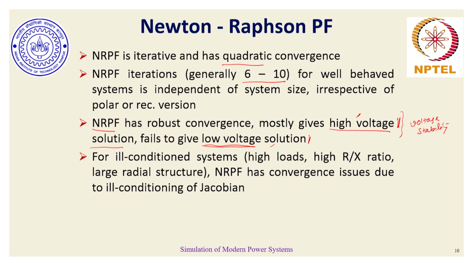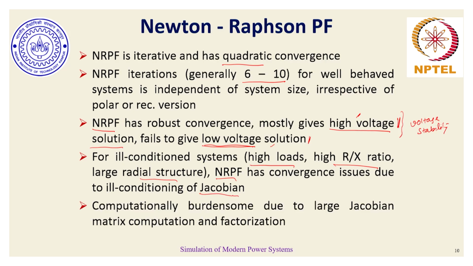For ill-conditioned systems, which is what I mean by high loads or high R by X ratios for distribution systems, radial systems, like Gauss-Seidel method, Newton-Raphson also has convergence issues due to ill-conditioning or singularity of the Jacobian. And we have also seen in the previous discussion that the Jacobian being a large matrix, its factorization and computation is a burdensome exercise, which is where we will take up the topic of decoupled and fast decoupled techniques, where the repeated evaluation of the Jacobian is avoided, in the next to next discussion.